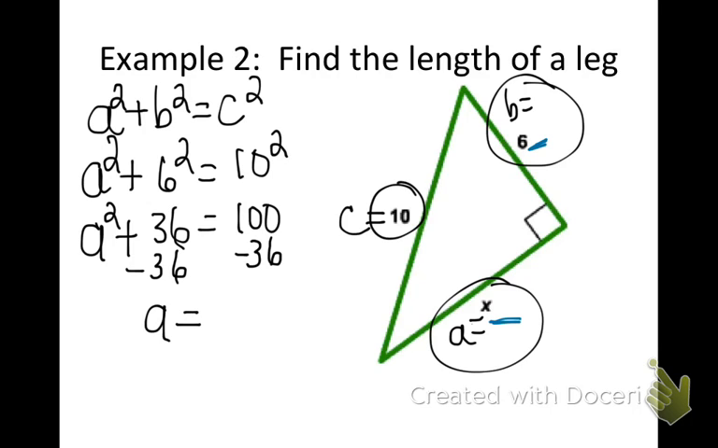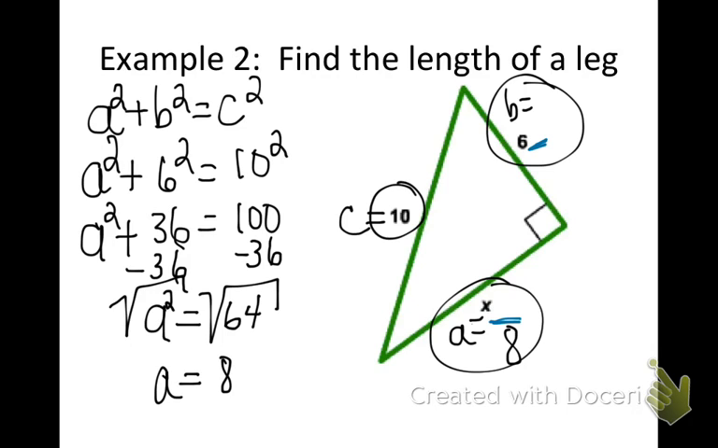equals, we see 100, that minus that, so we must get 64. That's A squared. So I'm going to take the square root of both sides. So A equals 8. Okay, so A equals 8.